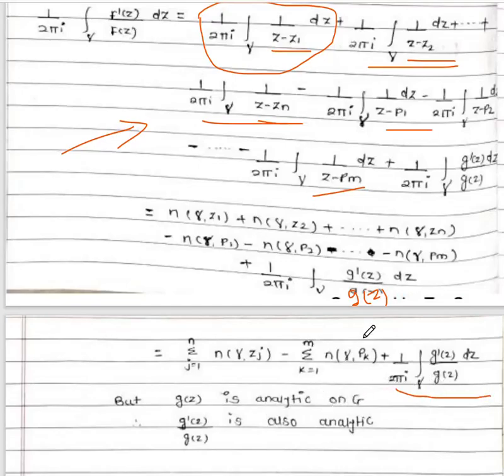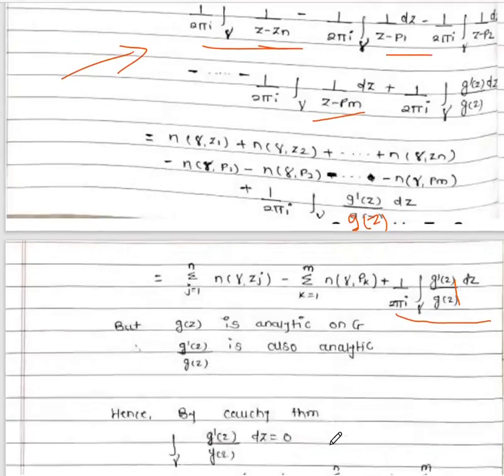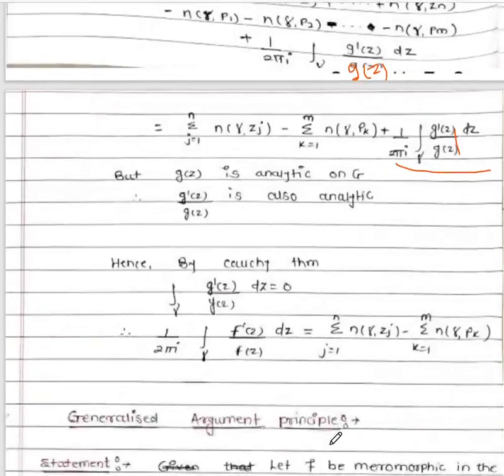Okay, now from this equation, if you observe, here g of z is analytic on region G. So therefore we can say that g dash of z is also analytic on region G, and the ratio g dash of z upon g of z is also analytic. Therefore, by using Cauchy's theorem, the value of this integral will be 0. The integral over closed curve gamma of g dash of z upon g of z dz equals 0. So multiplying by 1 upon 2 pi i, this term is 0.